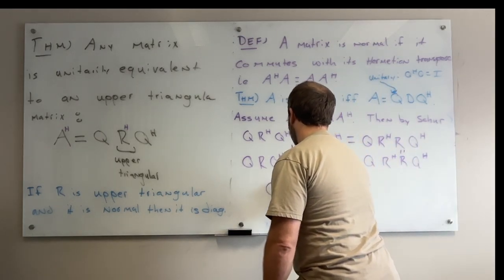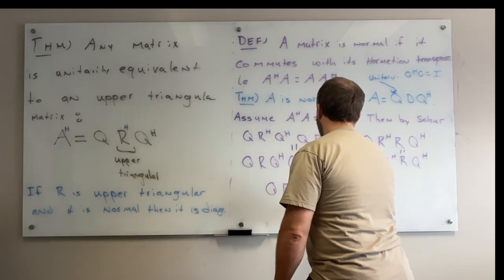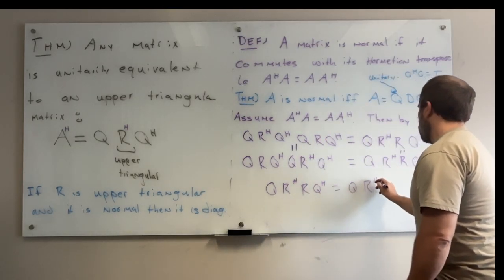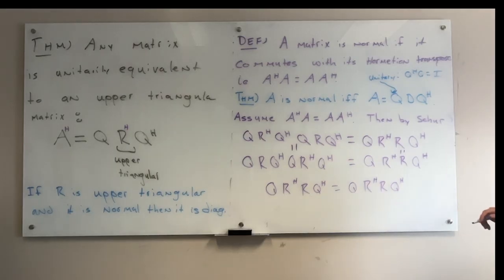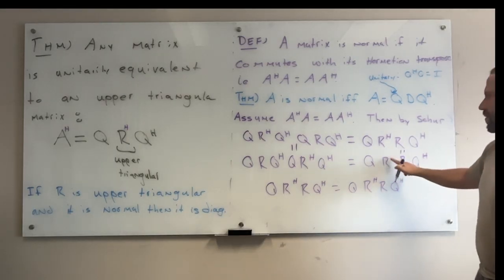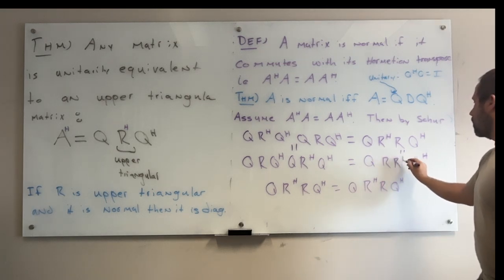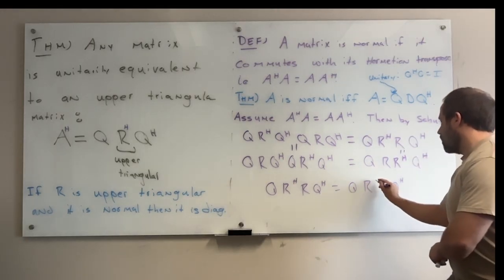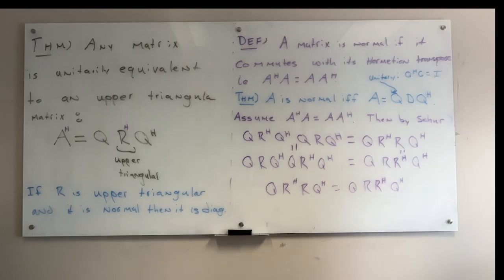We've got Q R^H R Q^H is equal to Q R R^H Q^H. Sorry, I got this backwards. This is R R^H. Okay, and so this down here is R R^H. Like this. Okay, so now what's going to happen?